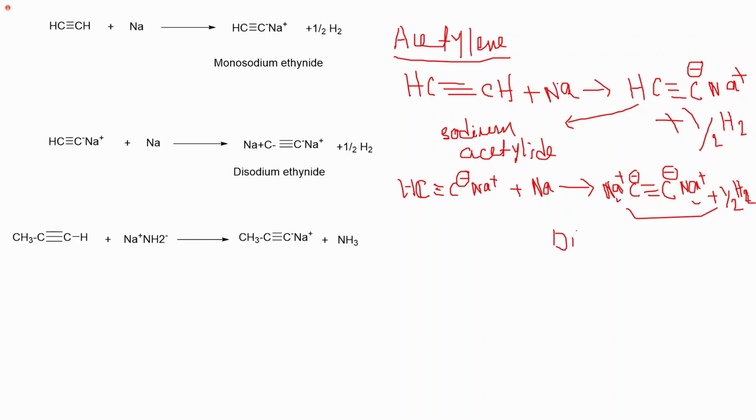Now these two protons are abstracted by sodium. So what is formed? H⁺ and sodium generating one electron. This H⁺ and the electron form one hydrogen atom, half of a hydrogen molecule. So this molecule is called disodium acetylide. Now we have discussed the acetylene moiety.